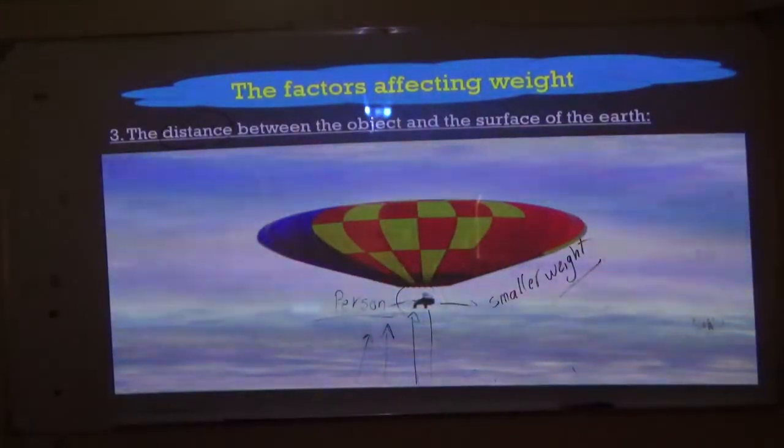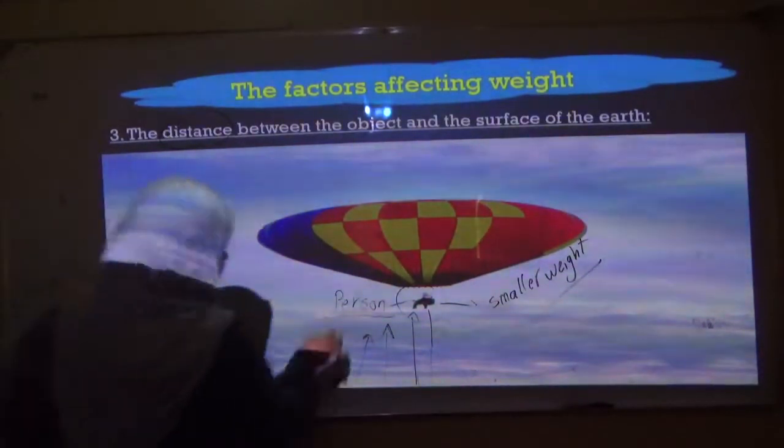And this is the relation between the distance between the object and the surface of the earth and its effect on the weight or the gravitational force.